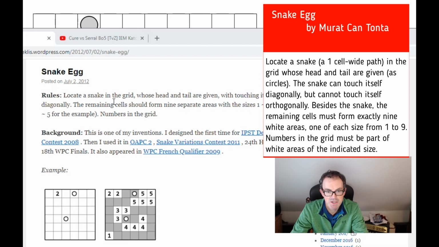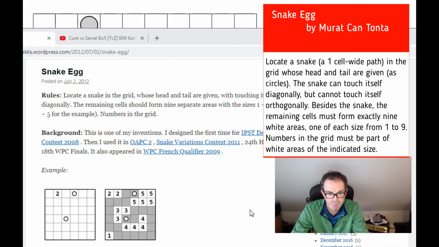So we have to locate a snake in the grid. Head and tail are given by the circled squares. And the snake can only touch itself diagonally. And the remaining cells should form nine separate areas with sizes 1 to 9 each, 1 to 5 in the example. I think the best thing we can do is to have a look at this example and just study it for a second and see what's going on.